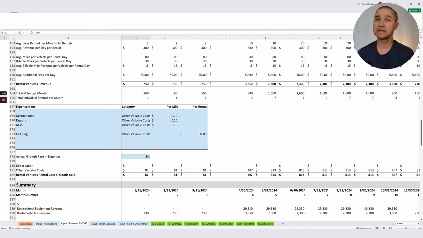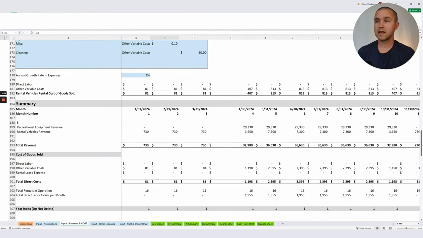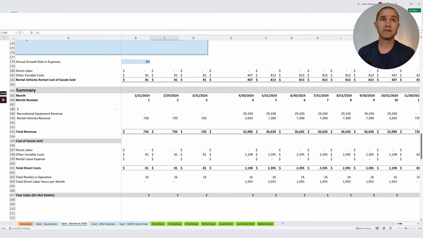So for cleaning, maybe we say it's going to be $50 per rental to clean out the RV. And then we think our expenses are 10 cents a mile for these repairs and maintenance of the RVs. And that is really everything you need to do to calculate the revenue and the cost of goods sold.